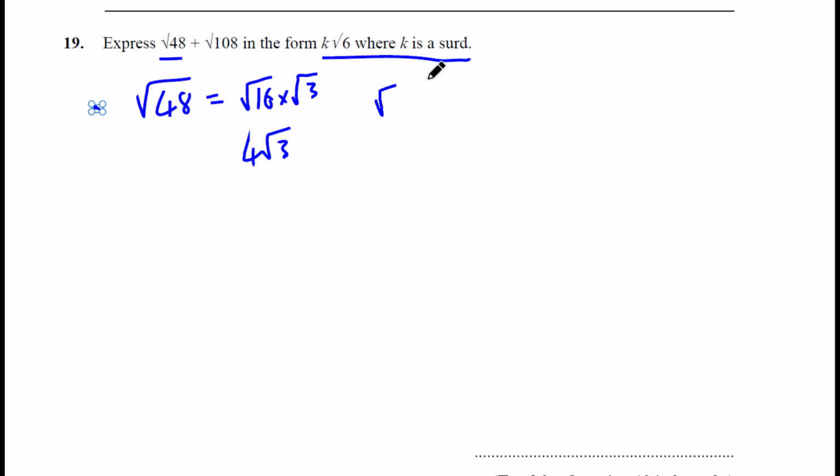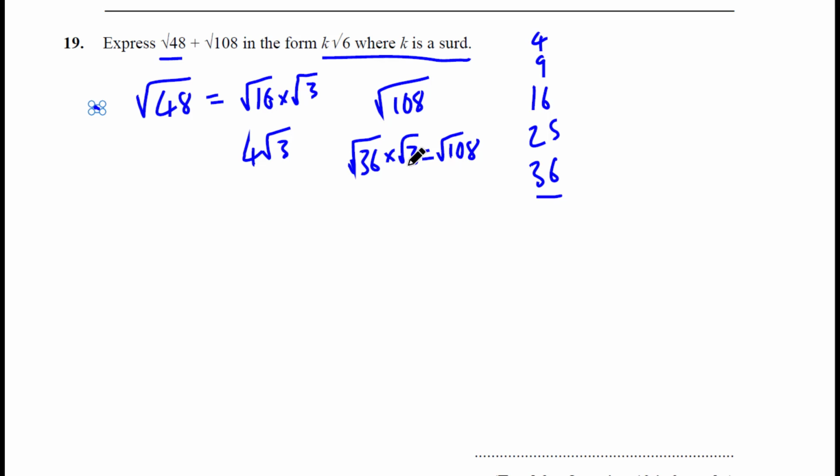Now let's look at the square root of 108, the biggest square number that goes into 108. So if you write the square numbers to the side, that might help you. Now it's easier to find the bigger square number, so I know that is root 36. So root 36 times root 3 equals the square root of 108. So let's simplify that. So we've got 6 root 3 now.